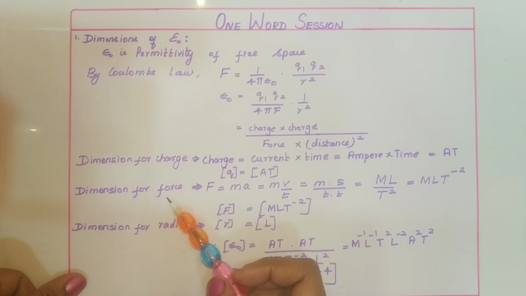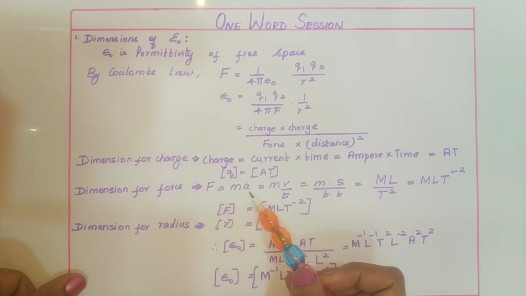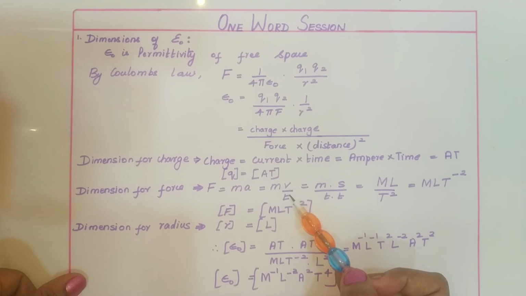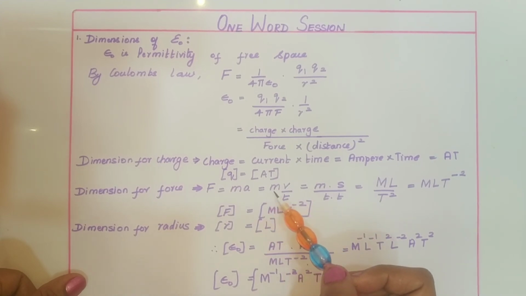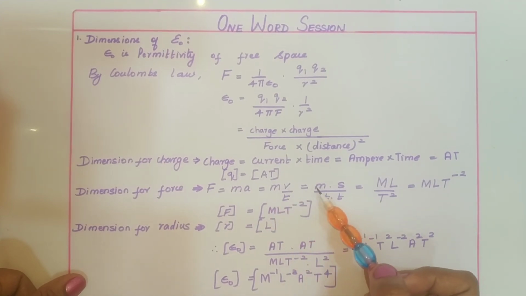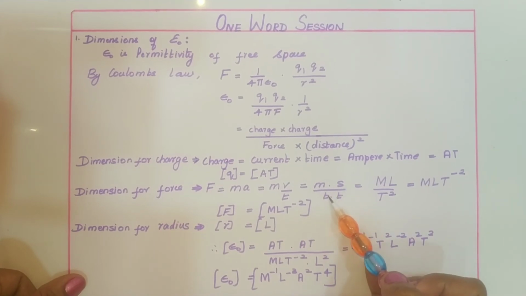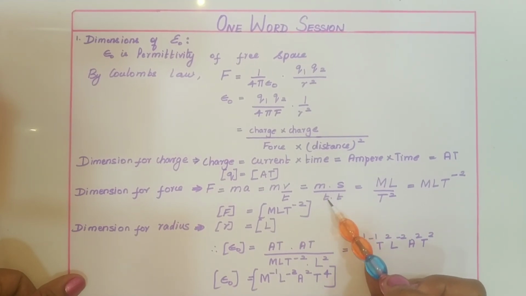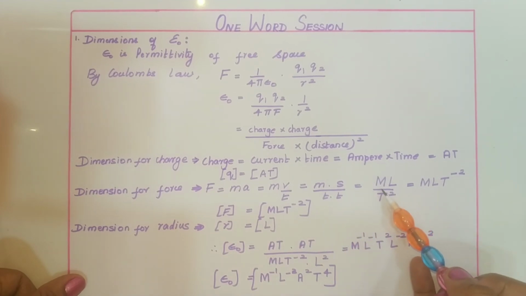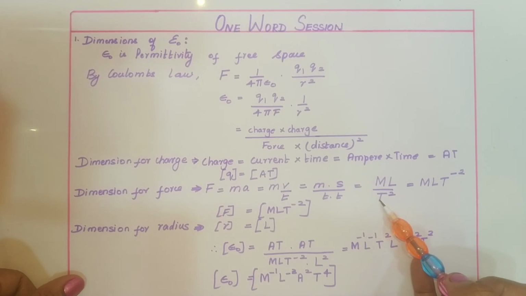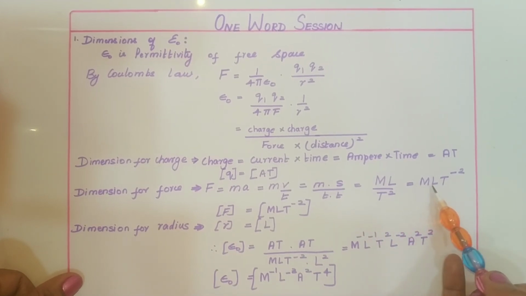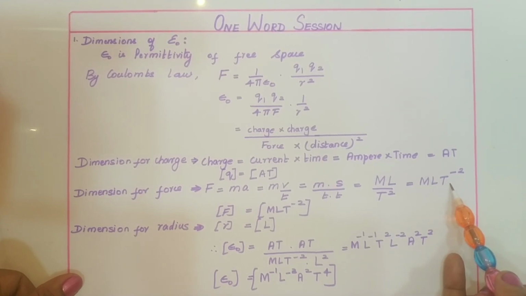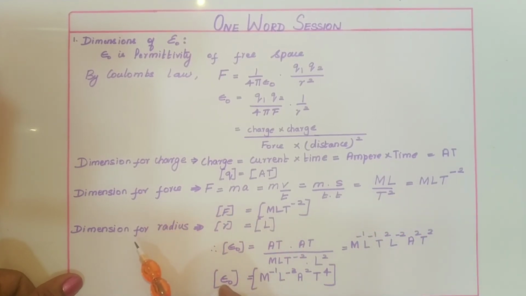What is the dimension for force? F is equal to MA, and A can be written as V by T. So MA is equal to MV by T. Again the velocity becomes distance by time. So M into S by T into T. Here for mass we give capital M, for distance capital L, and for time T square. So MLT power minus 2 is the dimension for the force. And next the dimension for radius is L.